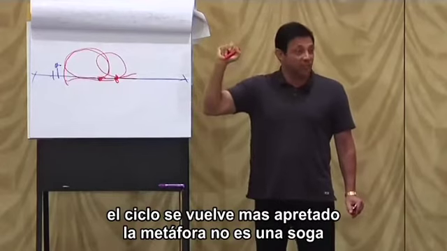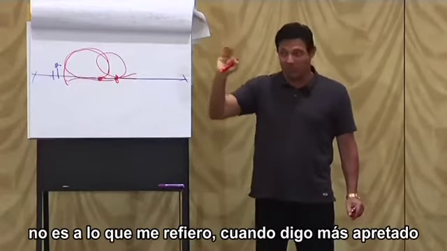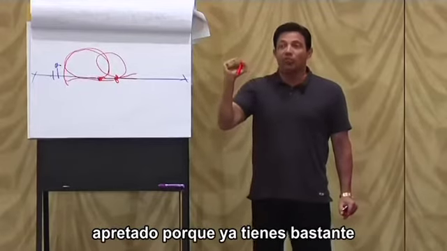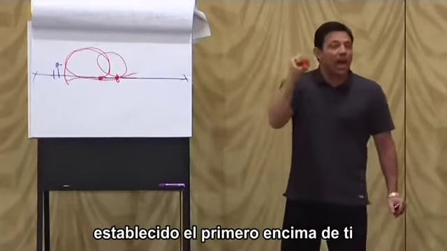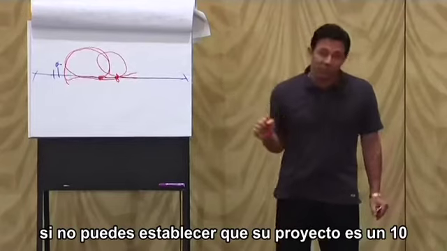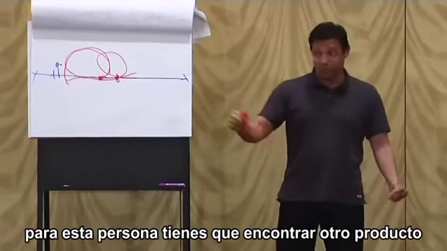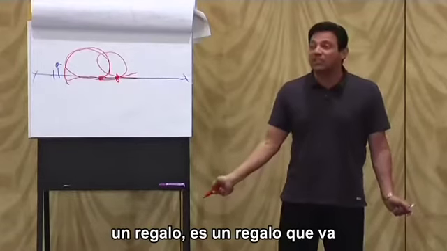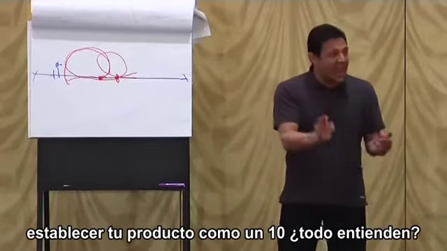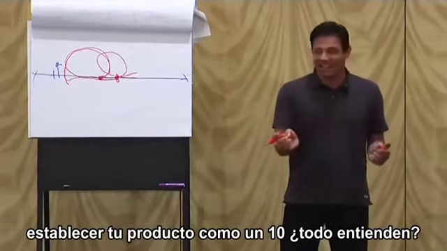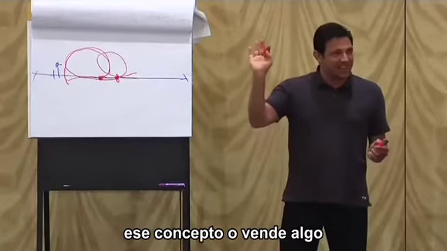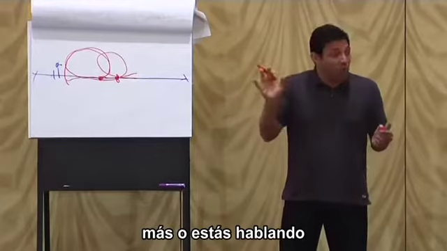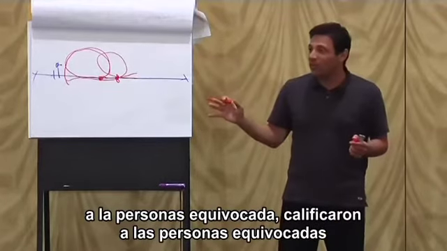The metaphor is not a noose around his neck, so please don't think that's what I mean, okay? When I say tighter, I mean the language pattern gets more tight because, A, you've already pretty much established the first one. By the way, if you can't establish that your product's a 10 for this person, you get a new product to sell. The product is to be a given. It's a given that you can establish your product as a 10. Everyone understand that concept? Or sell something else. Or you're speaking to the wrong people. You qualified the wrong people.